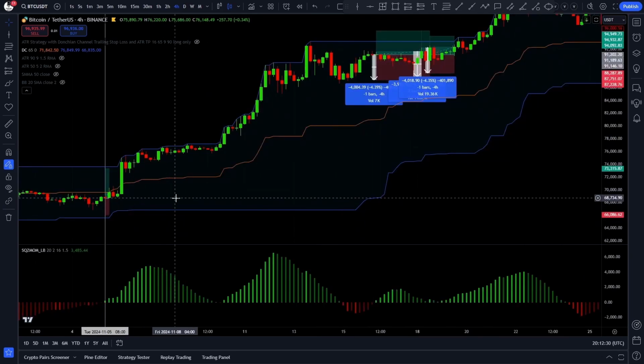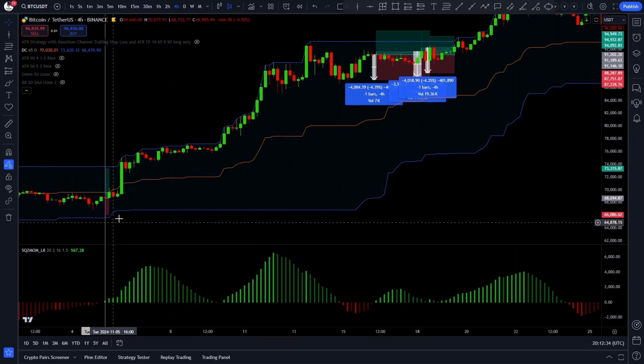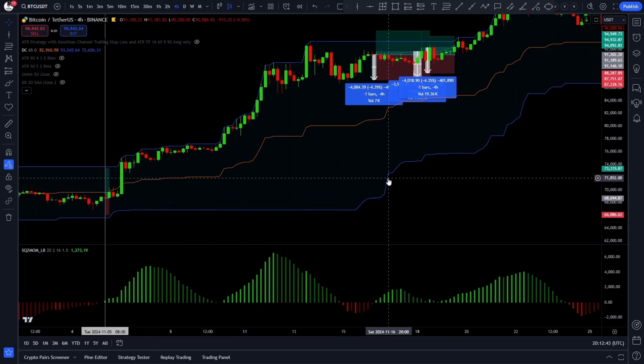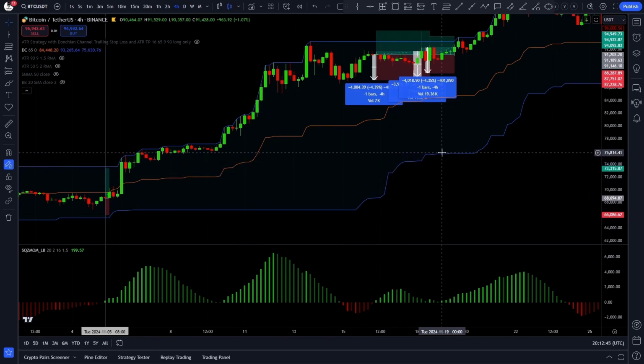So let's say we keep the trade open for a very long period, then our Donchian stop loss will be here, then it will move up to this level, then right here, and so on and so on.